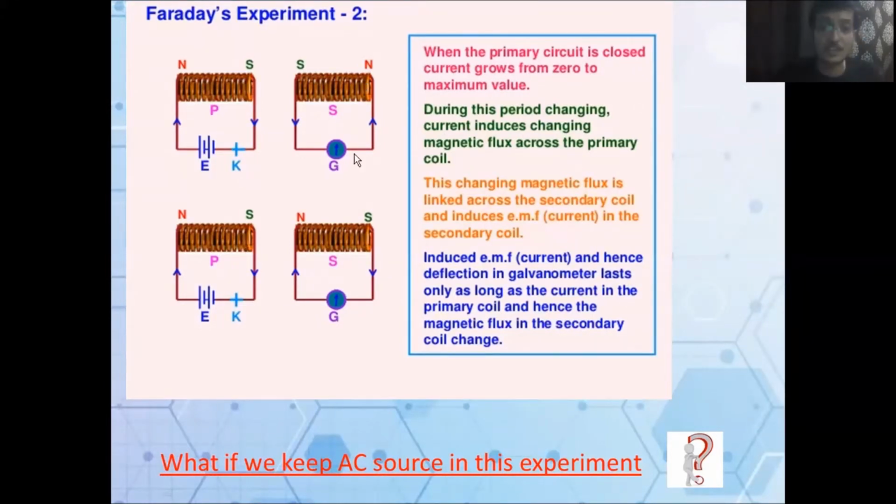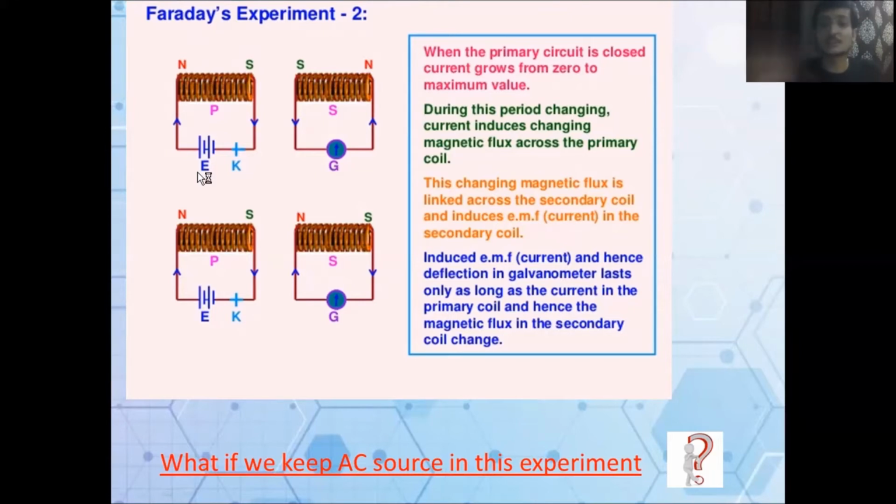Now, what will happen if we replace this battery with an alternating power source? If we replace this direct current with alternating current, we know that in alternating current the magnitude increases and decreases, it doesn't remain constant. So in alternating current, the magnitude varies. If the magnitude of current is varying, it means the magnitude of your magnetic field also changes.